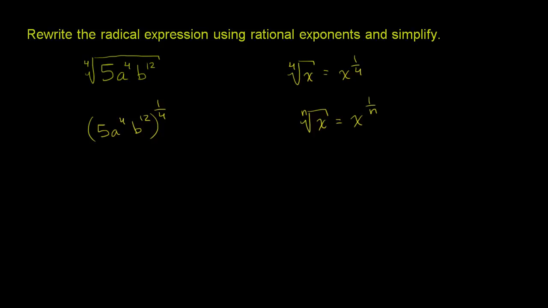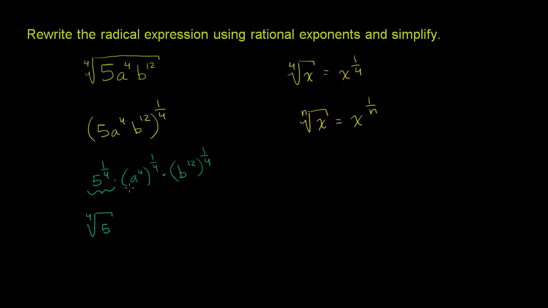So let's do that. So this is the same thing as 5 to the 1/4 power times a to the fourth to the 1/4 power times b to the 12th to the 1/4 power. Now, 5 to the 1/4, I don't know what that is, so we could leave it as 5 to the 1/4, but that's not simplified. Or we could just rewrite it again as the fourth root of 5.